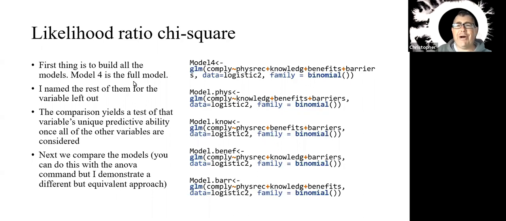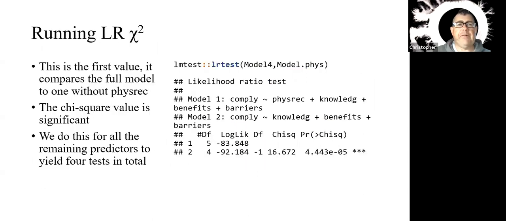Each of these leaves out one variable. So we run all of these models, we build them, and then we have to compare them to each other. That's what this command called lrtest from the lmtest package does for us. This is how we do it for the first value. I simply enter the full model and then the model that has all but the variable of interest. This is going to work for physical recommendation.